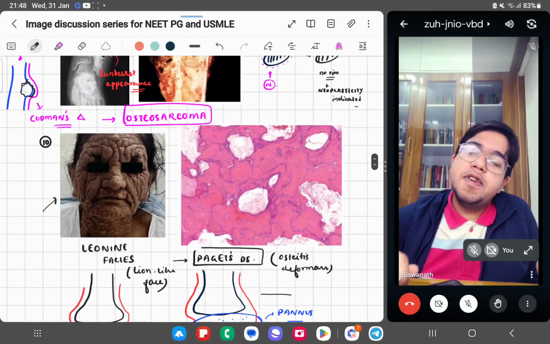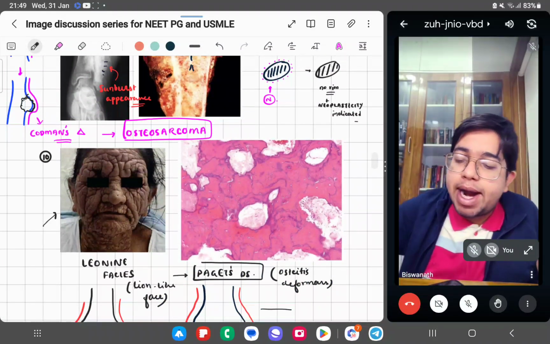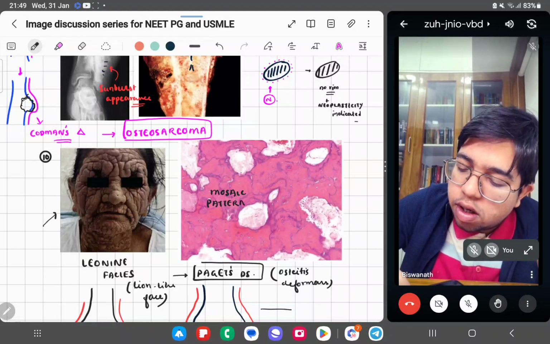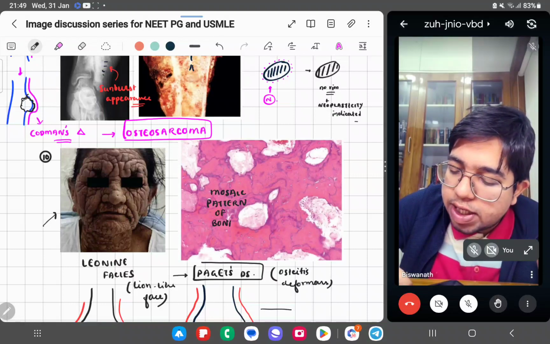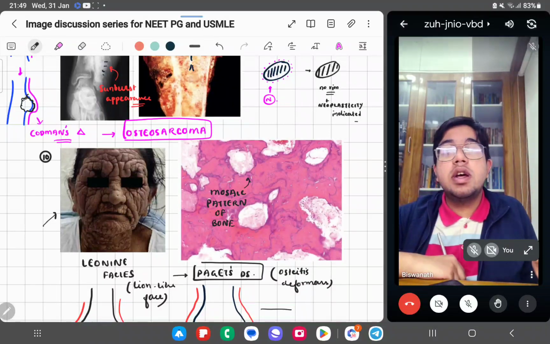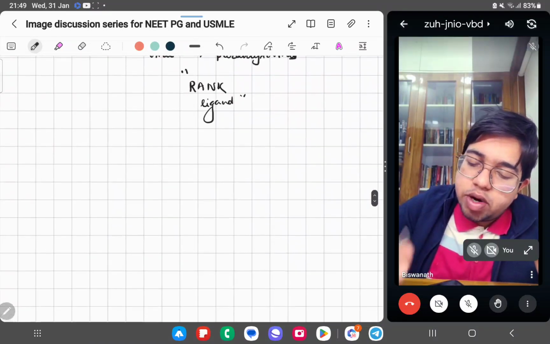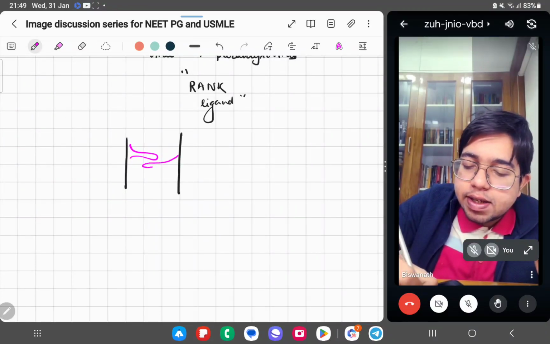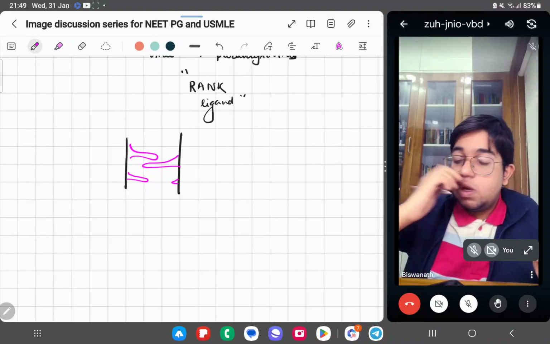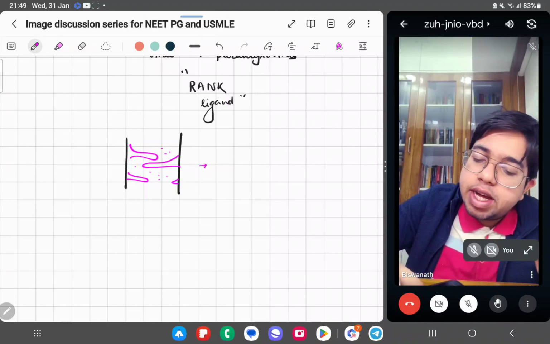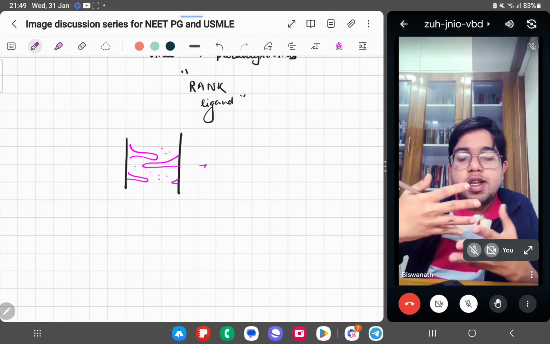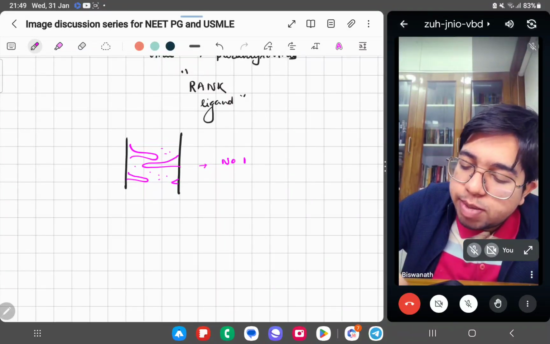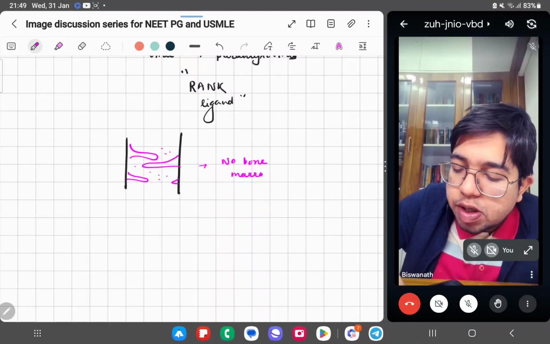If you see the microscopy, we have something called a mosaic pattern of bone, which is very characteristically present in this disorder. Generally, you have space allocated for the bone marrow, but in this disorder the stromal proliferation is high. The stroma is arranged in clusters, and there is no bone marrow space left.